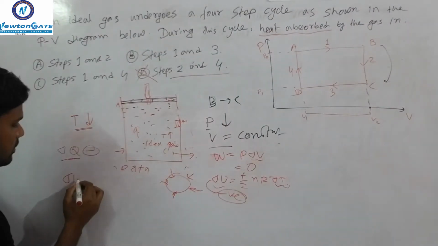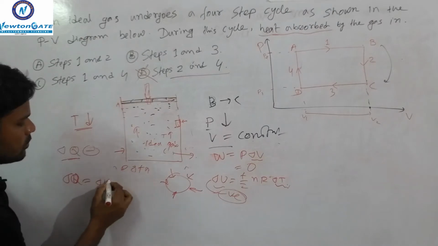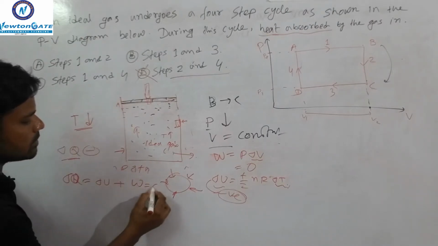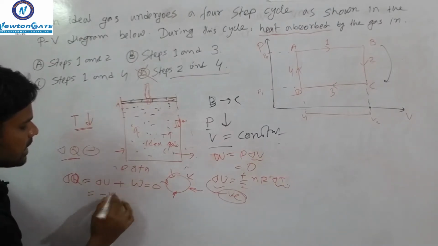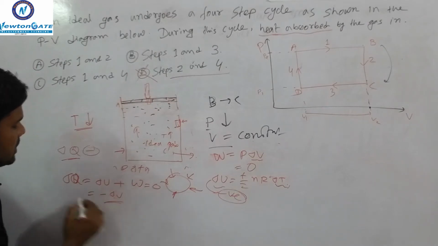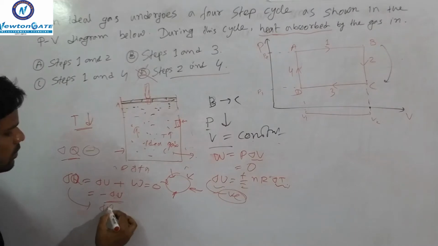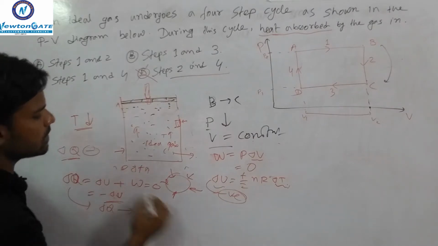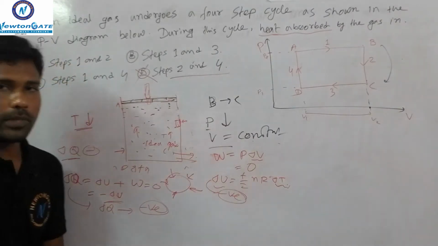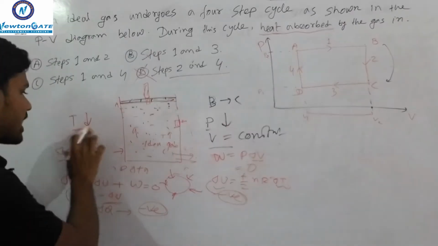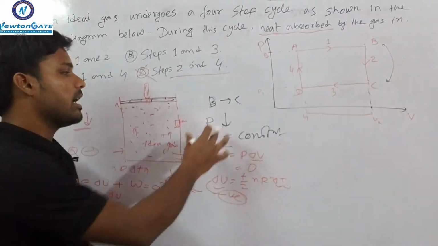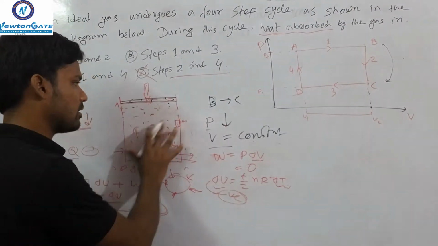So del Q equals del U plus W. W is 0 here. That means del U is negative, that means del Q should be negative. That means heat is rejected by the gas. That's why the temperature of the gas decreases, and that's why the pressure of the gas in this cylinder decreases.